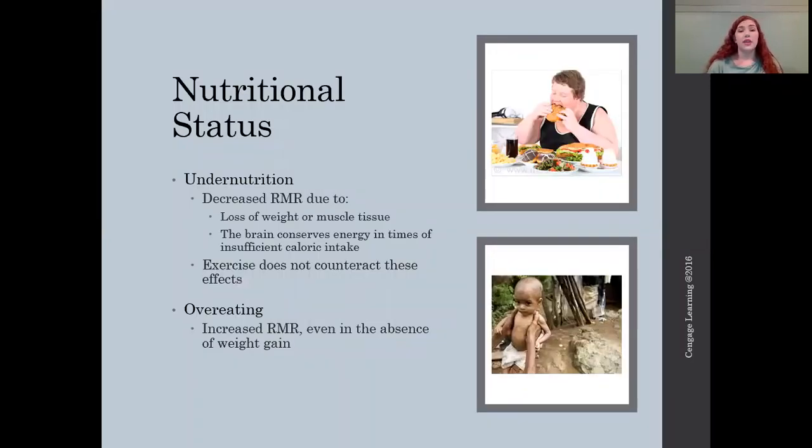Nutritional status is another big component that can affect an individual's resting metabolic rate. Individuals who are undernourished tend to have a decreased RMR. This is due to loss of weight or muscle tissue, as well as the fact that when the body is in these periods of malnourishment, most of the energy that is stored in the body is being conserved by the brain. In these individuals, any type of exercise will not counteract the effects of having an inadequate intake of nutrients.